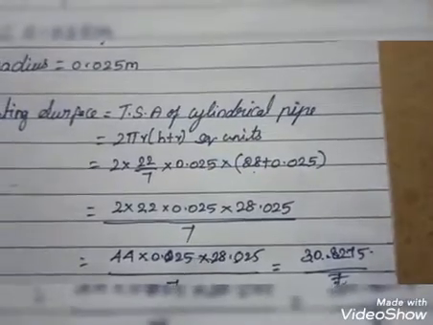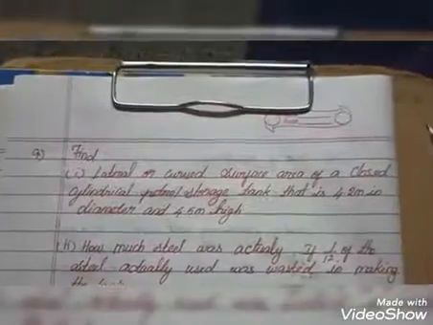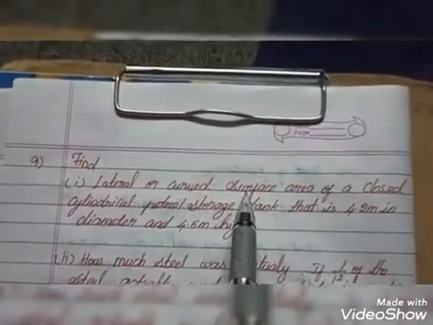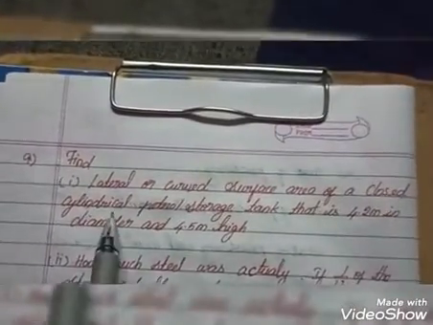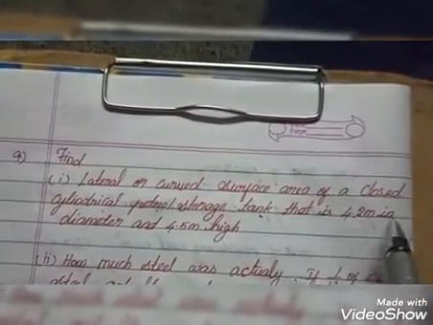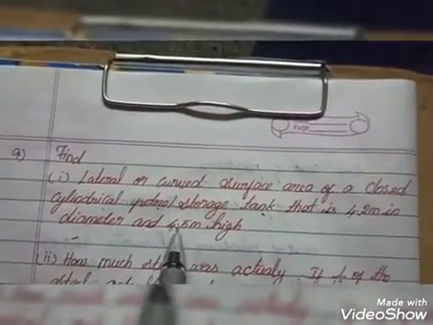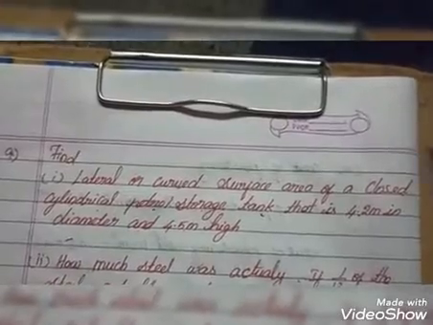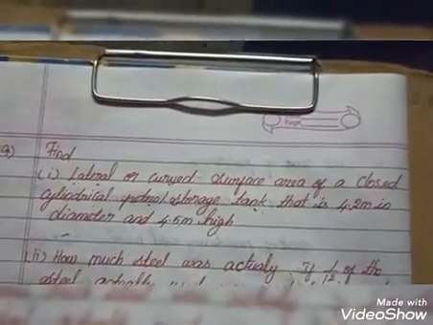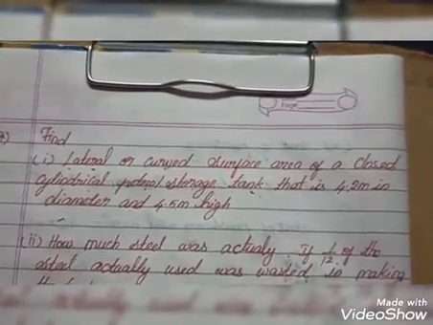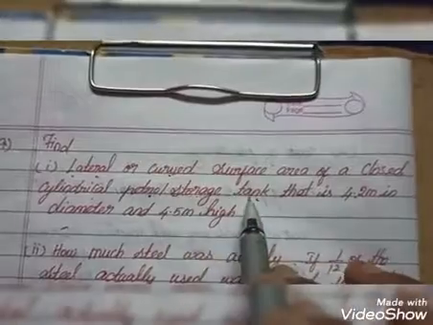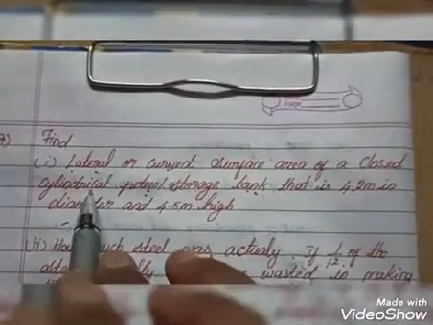Next we move on to question number 9. Find the lateral or curved surface area of a closed cylindrical petrol storage tank that is 4.2 meter in diameter and 4.5 meter height. Here we need not consider lateral, so curved surface area. We need to find the curved surface area of a petrol tank, which is in the shape of a cylinder.